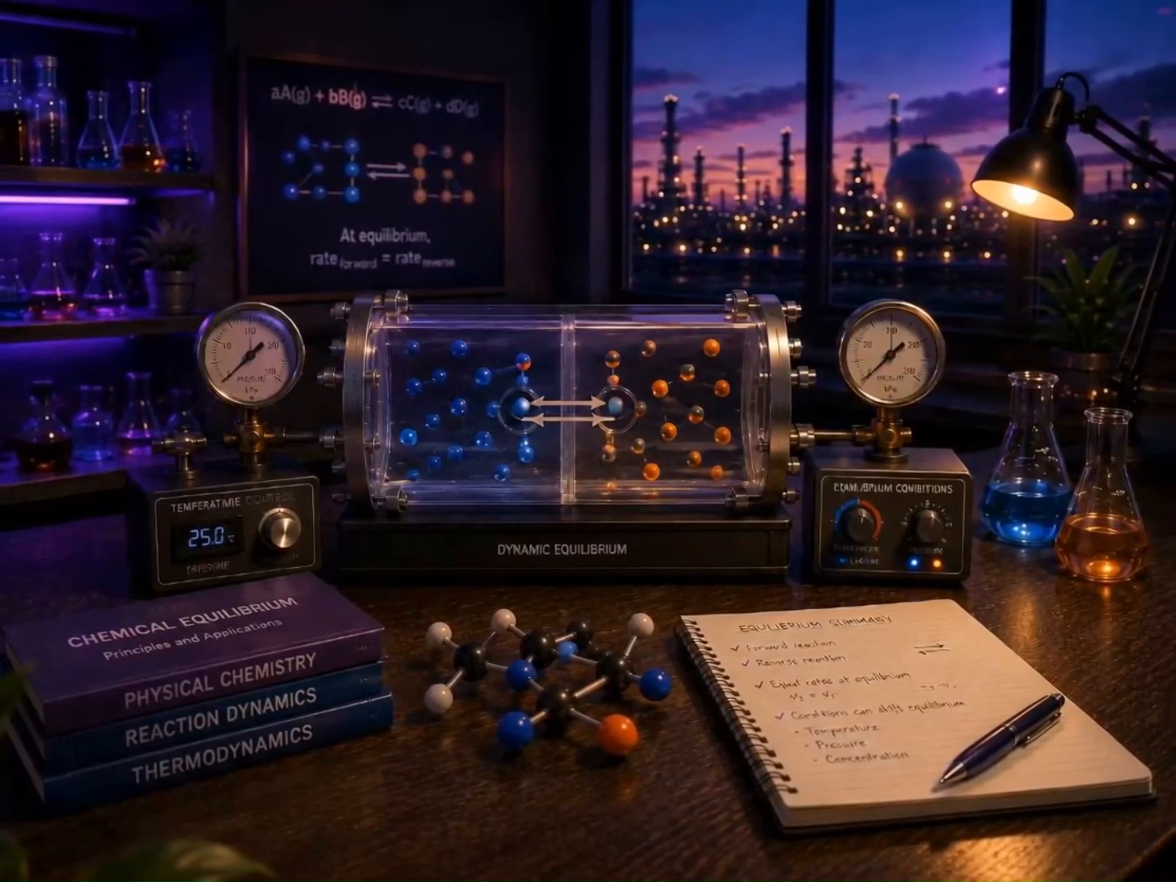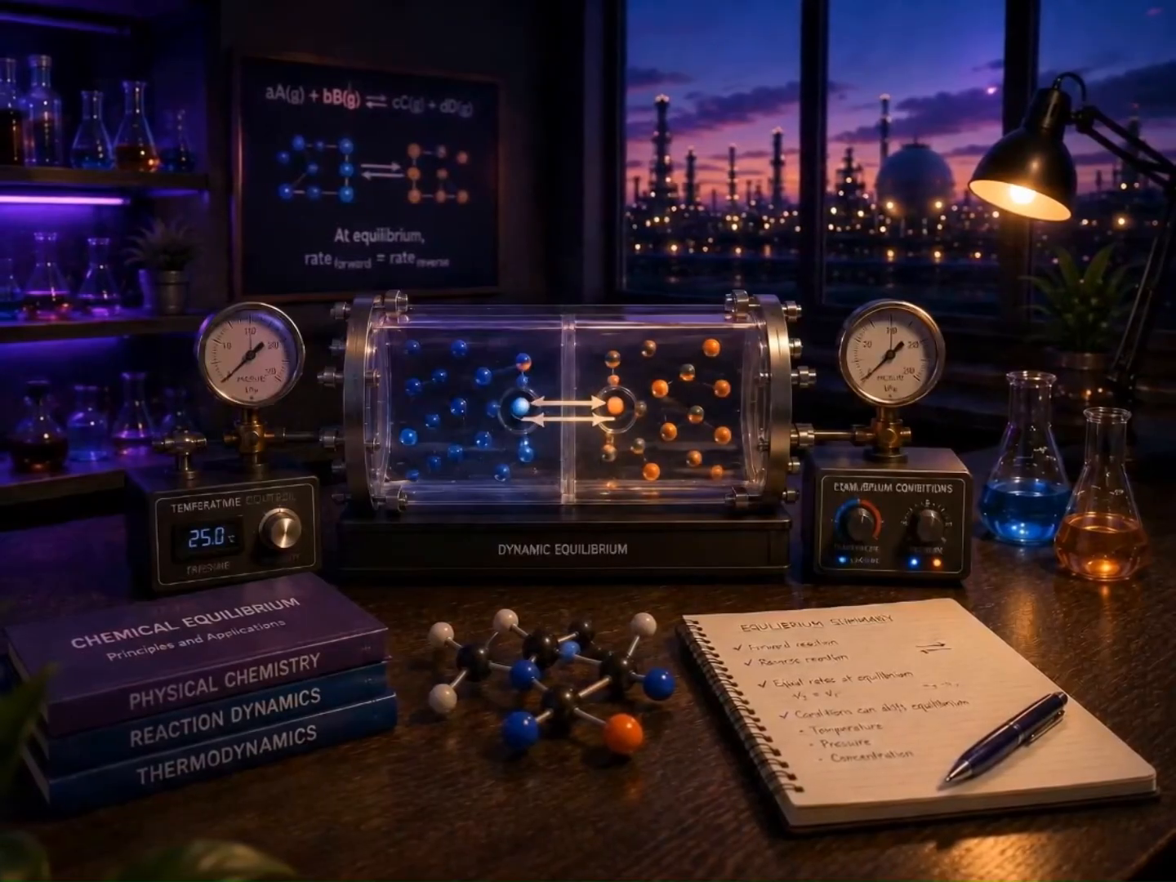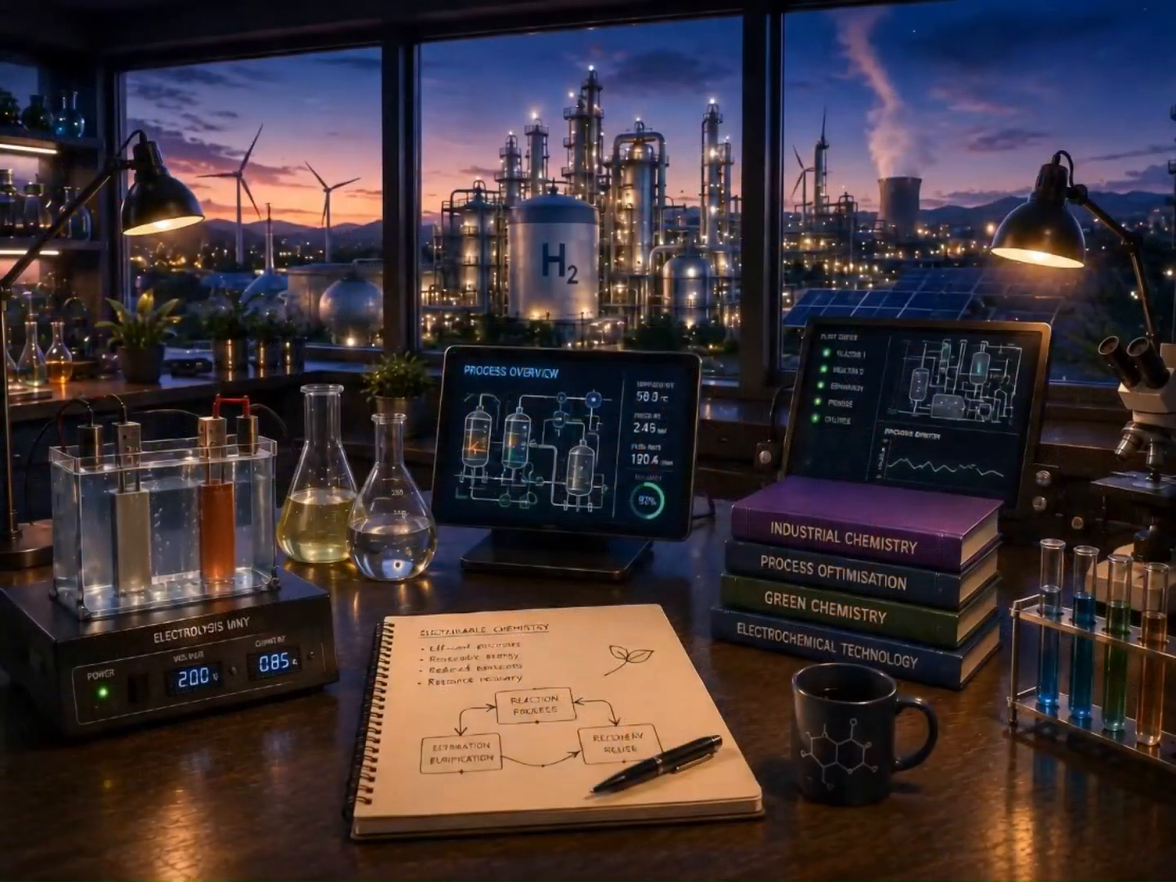Now let's bring the ideas together with an example. Imagine a student comparing ethanol and propan-1-ol as fuels. They burn each fuel separately under the same mass of water. They record the temperature rise. They calculate energy absorbed by the water. They calculate energy released per gram of fuel.